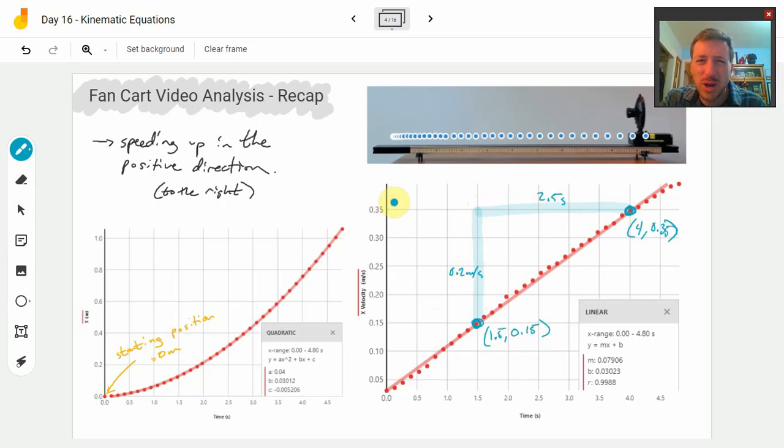So our slope, our rise over our run, is 0.2 meters per second over 2.5 seconds. If we plug that into our calculator, we end up with about 0.08 meters per second squared. So that ends up being our acceleration. You'll also see that's pretty darn close to this number that we get down here, the m. If you remember anything from math class, in this equation for a straight line, the m represents the slope of that line. So that makes sense. This is the acceleration.